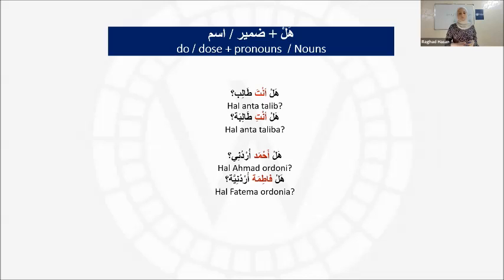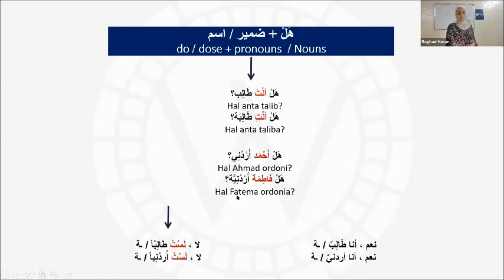And the answer for هل could be, as you know, a yes or no question, right? So I can say yes, which means نعم in Arabic, or you can say لا, no. So هل أنت طالب؟ نعم أنا طالب, for a masculine, and for feminine, نعم أنا طالبة.